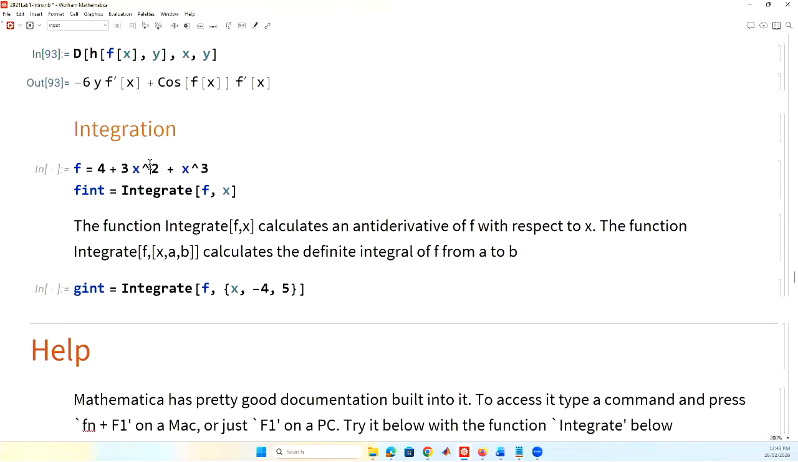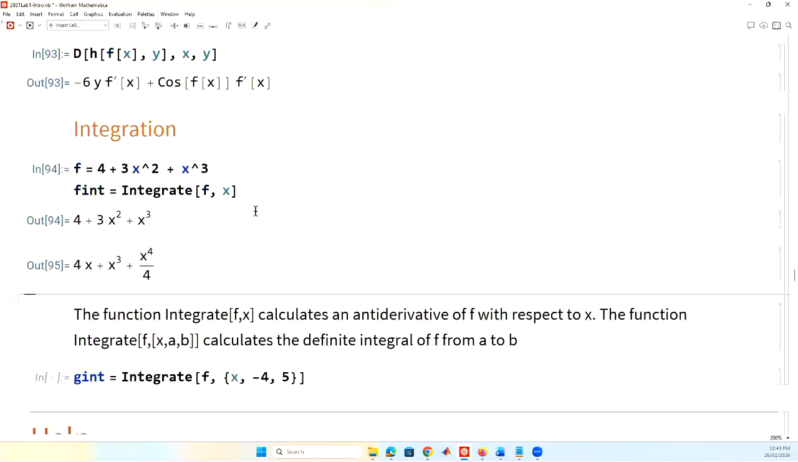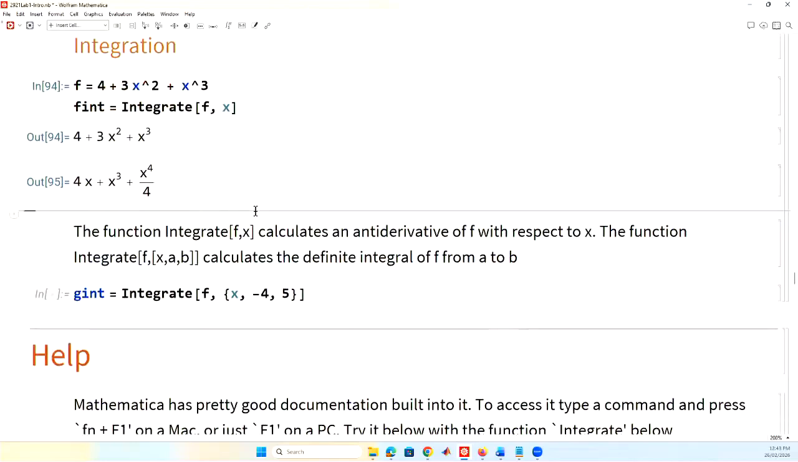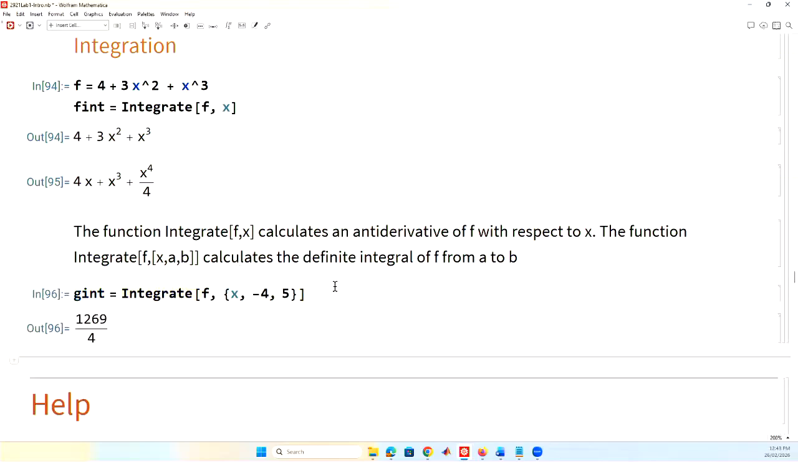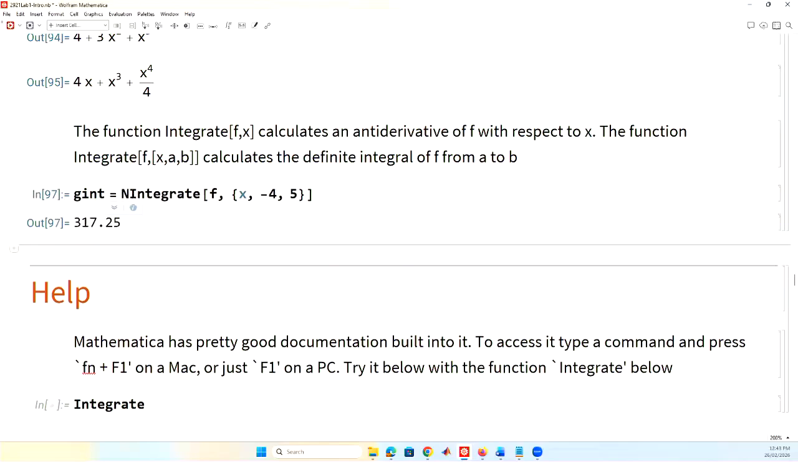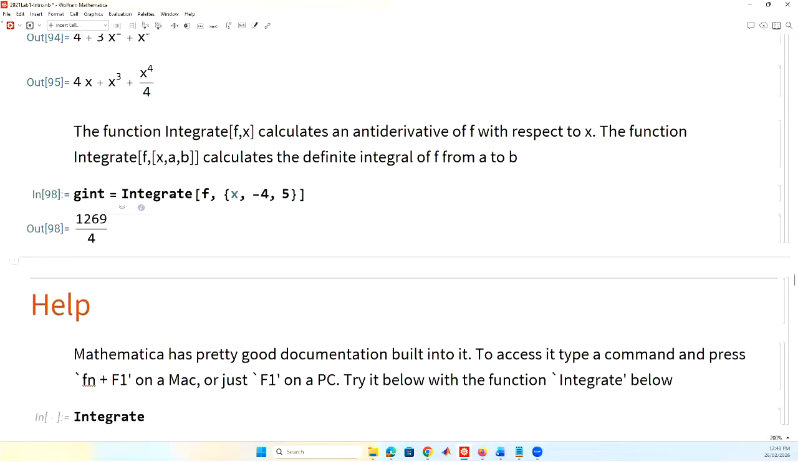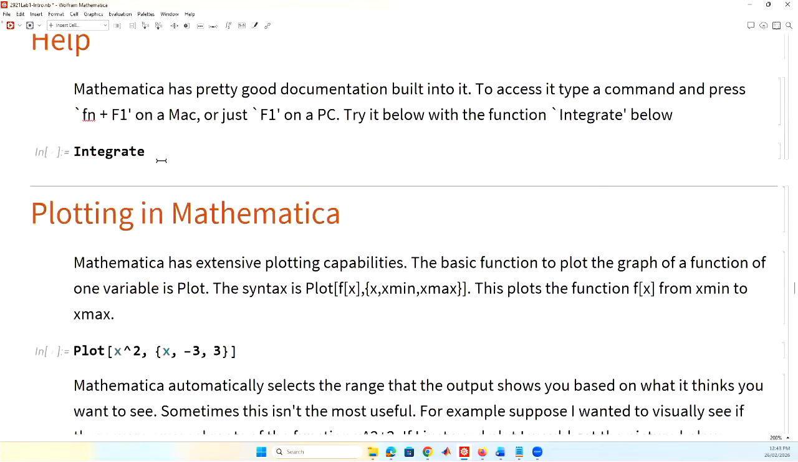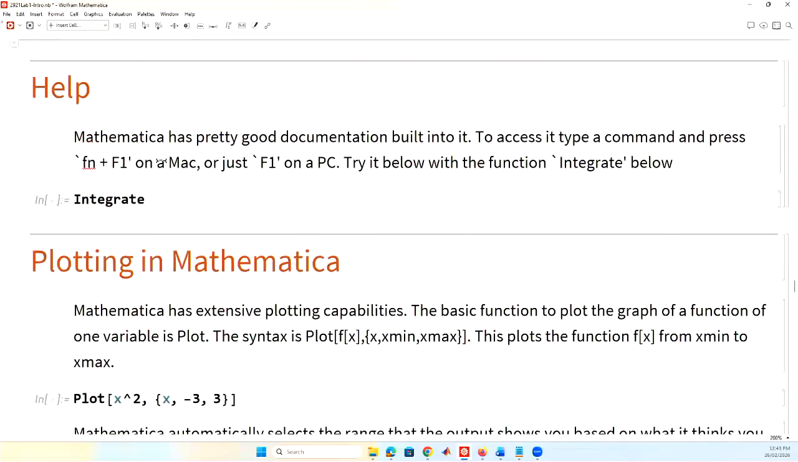We can integrate as well. Both indefinite integrals, so I've set f to be 4 plus 3x squared plus 3. Integrate it. You can all do that. And you can do definite integrals. And it evaluates it to an exact number. If I just need the numerical value, which is common for integrals, NIntegrate will do the job there. Integrate, NIntegrate.